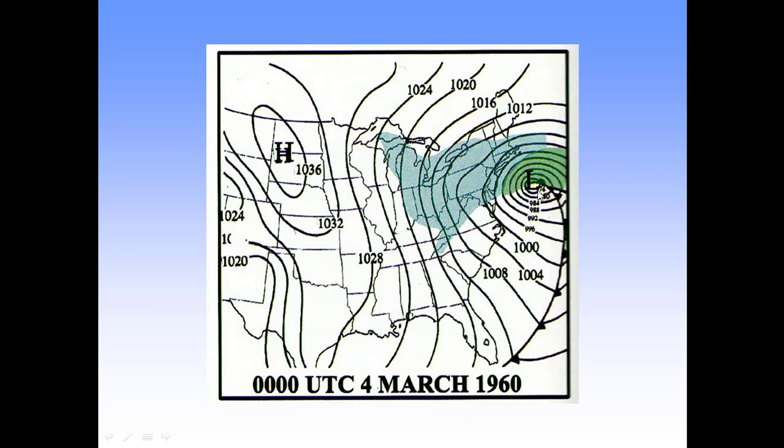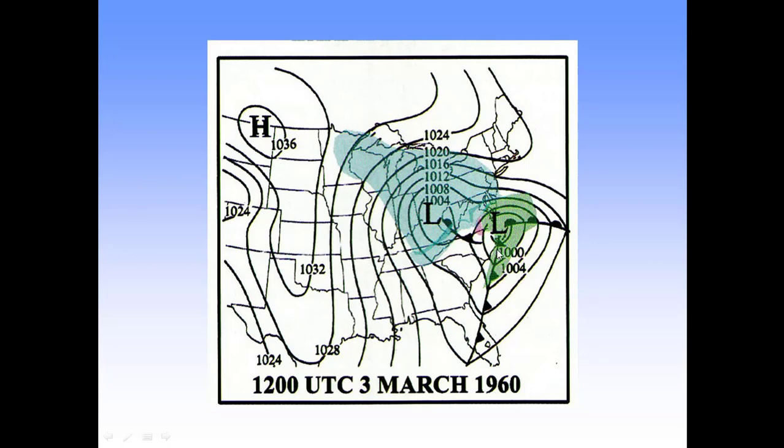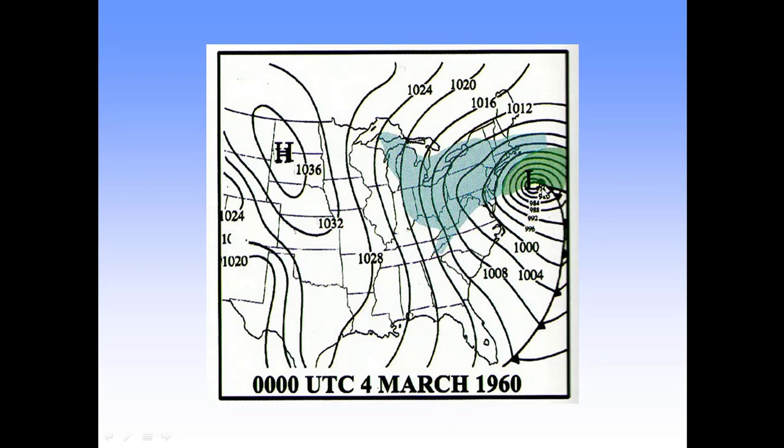We see that this low went from a 1,000 millibar low to now a 976 millibar low in a matter of just 12 hours. So this is what we call a bomb, or a bomb cyclone, which is what you hear, especially if you watch a lot of ABC News. They love to throw that term around, it seems, in the last year or so.